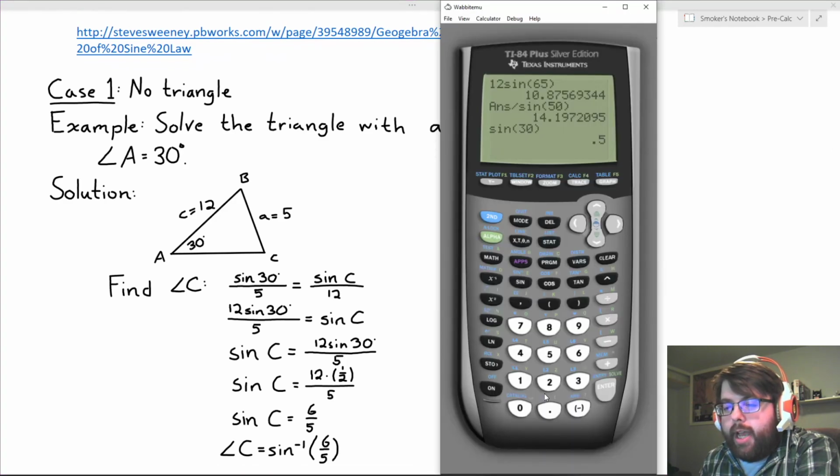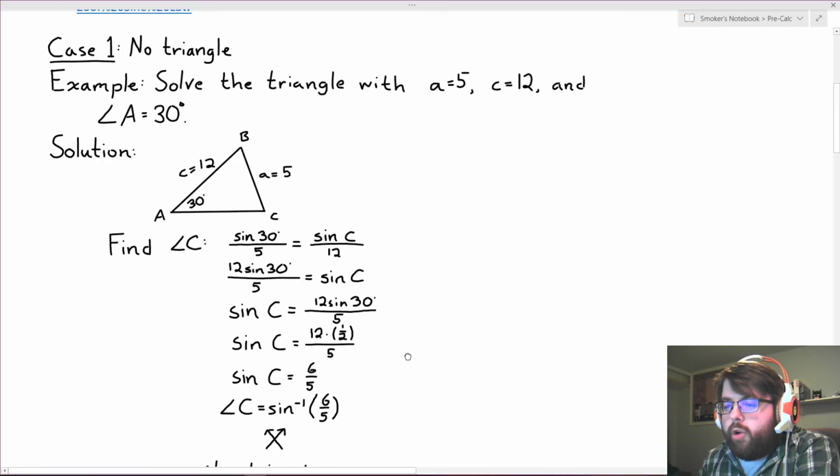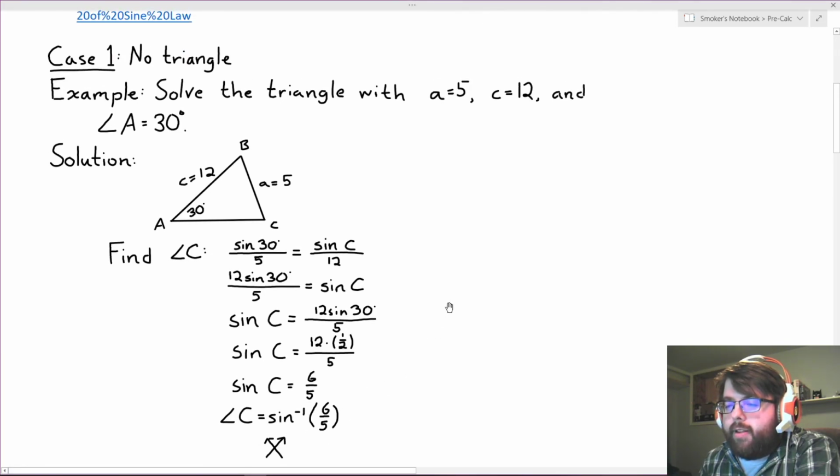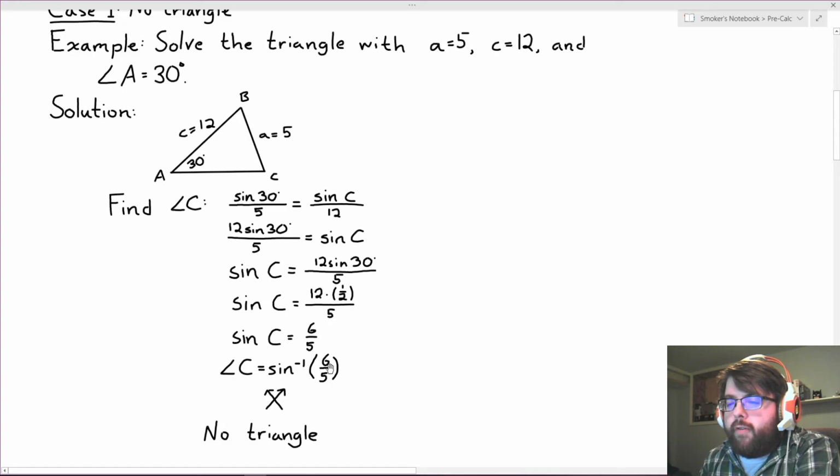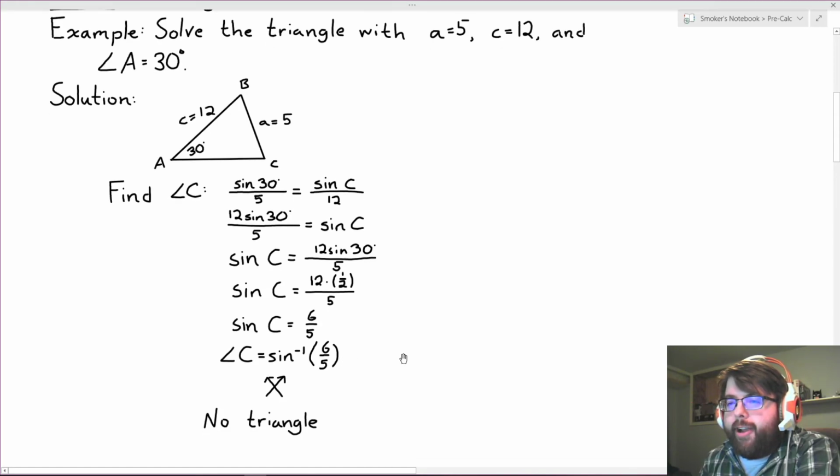So then I'm going to come here and do sine inverse of 6 divided by 5, and I get an error, which this little thing means: does not exist. That is because there is no triangle. When I get an error when I go to find sine inverse, that tells me there's no triangle. What's happening here is sine never goes above 1, but here we're trying to find sine inverse of a number that's bigger than 1, 1.2 here. So that's what's going on.